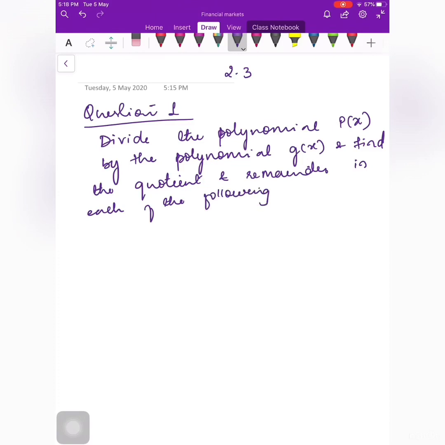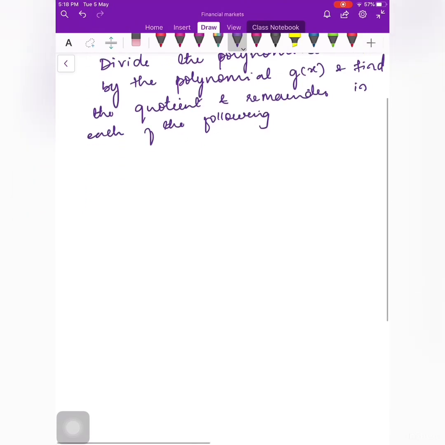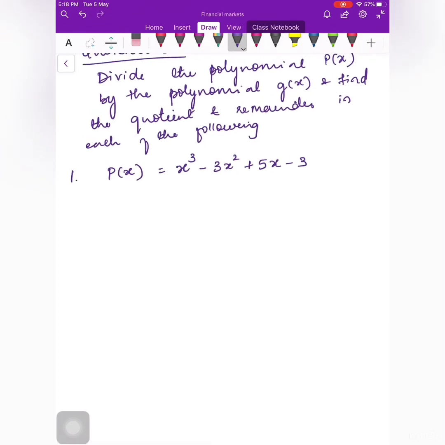So here in total we have 3 questions under question number 1. The first question, the one which I am going to solve, is p of x equals x raised to 3 minus 3x square plus 5x minus 3. Now this polynomial should be divided by another polynomial which is given as x square minus 2.